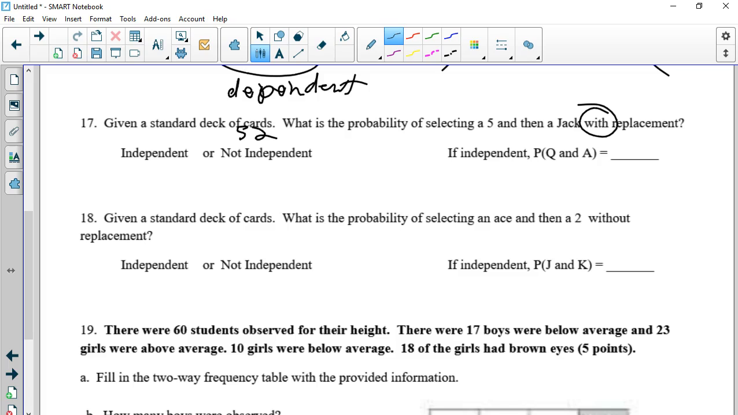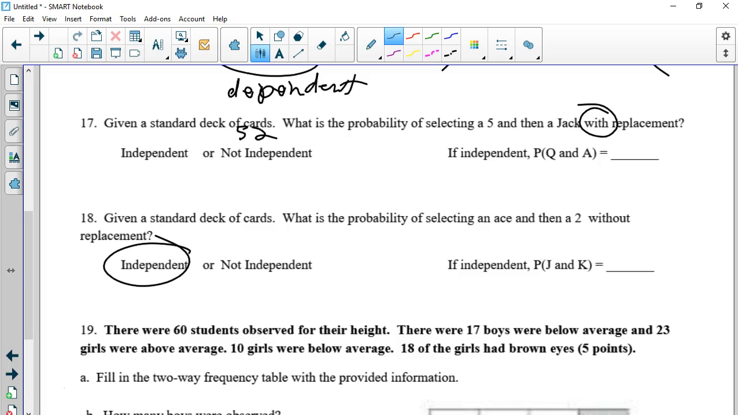Okay? So, if we take a 5 out, but then we put the 5 back in, and we shuffle the deck, it's the same deck. So when we take the second card out, the first card has no effect on that, because it's back to being the same deck. So that means it's independent.